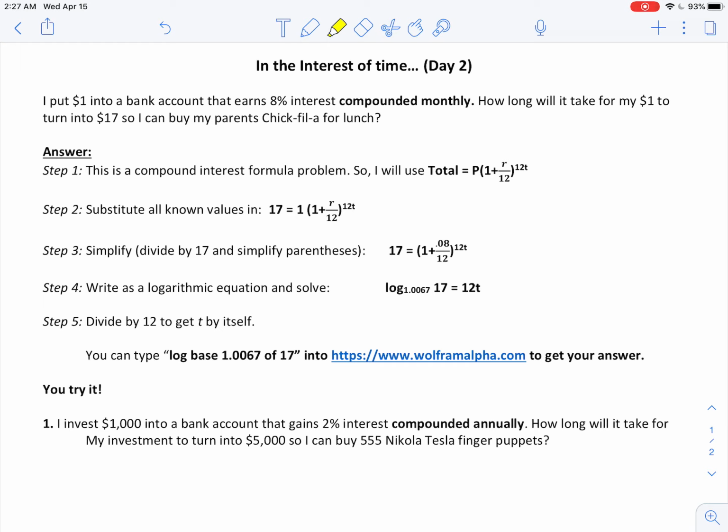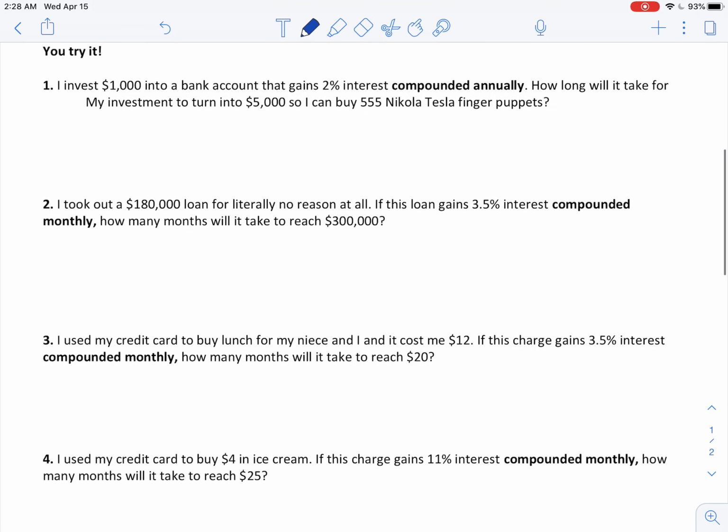On Thursday, we're going to review. Friday, we're going to have a very short quiz. It's only going to be a couple questions: 2 compounding monthly, 5 or 6 compounding annually, and that's going to be all we have for Friday. Next week, we're going to move away from logs. So this is going to be our final adventure into logarithms. It's been a while, but it'll be sad to see it go.